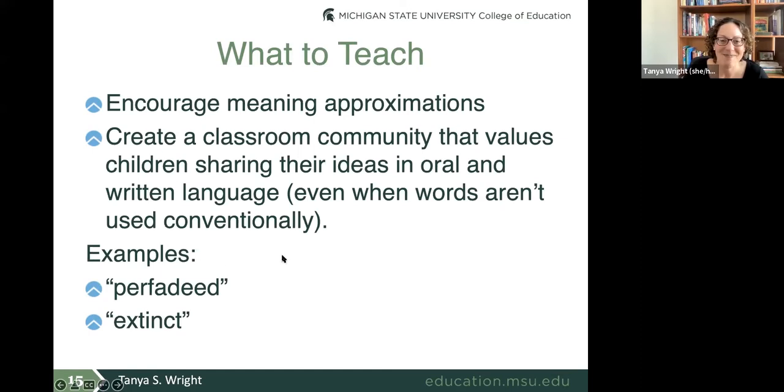So again, that is part of making sure that the classroom community is focused on the ideas that children are sharing, and not perfect or conventional ways of sharing those ideas. And it allows for some risk taking, right? So we want to be in a place where kids are not jumping on each other to correct each other, but rather are interested in what is being said and valuing the attempt to do so.